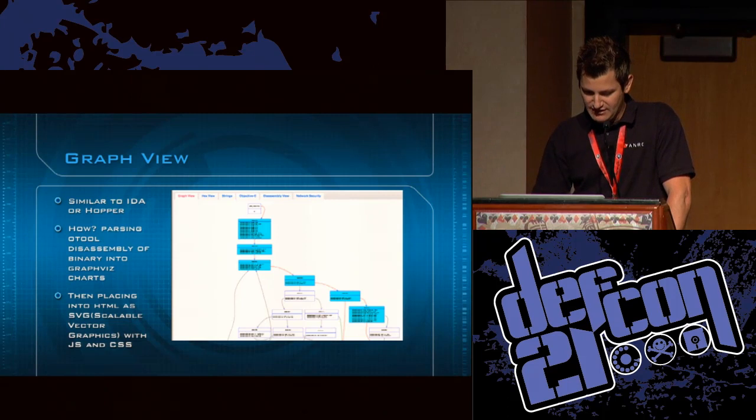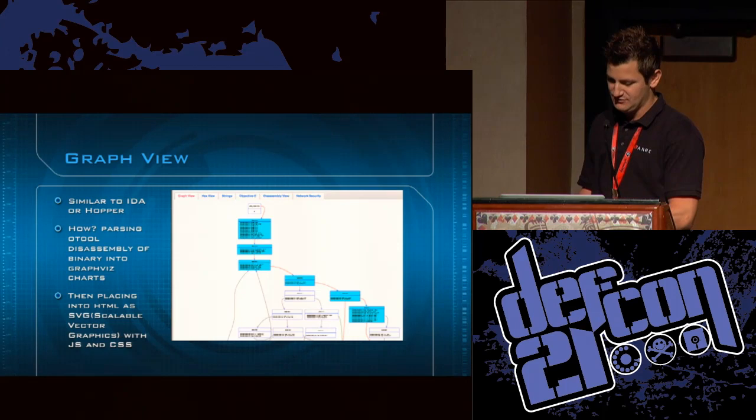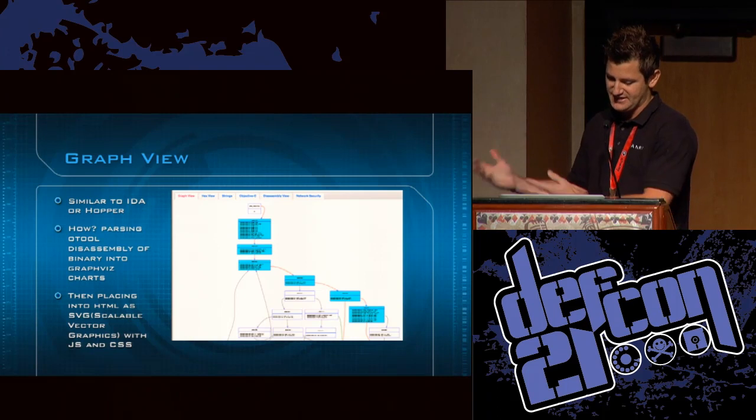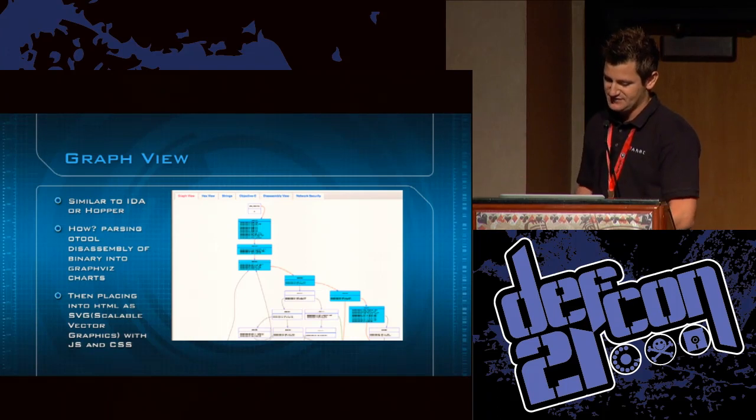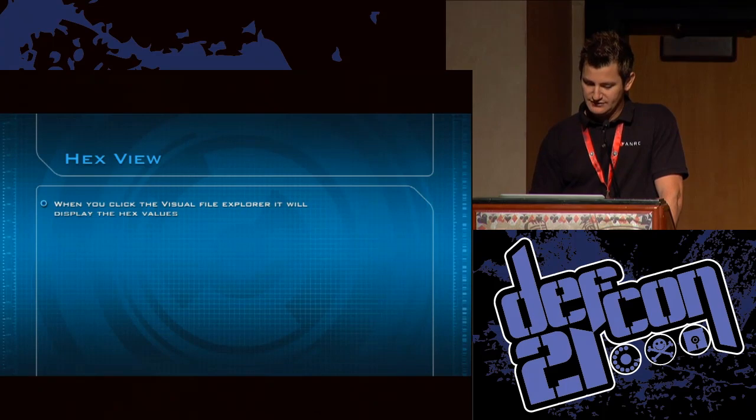So the graph view right here, with a few highlights I've demonstrated, you can see it looks, again, very similar to IDA or Hopper. How are we doing this? Basically, we're parsing the otool disassembly of the binary, and then we're doing a lot of magic. I don't have too much time to talk about it, but we're turning it into GraphViz charts, and then we're taking those GraphViz charts into HTML and placing them as SVG with JavaScript and CSS to give you all the visual effects. So with the hex view, basically you click on the visual file explorer like this.